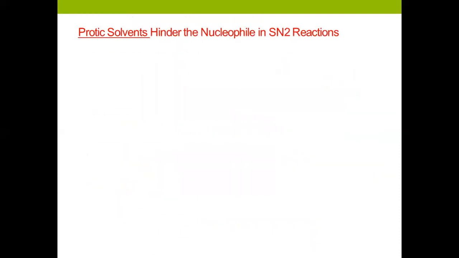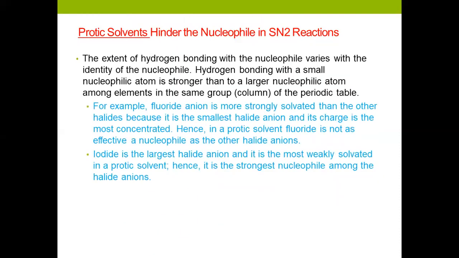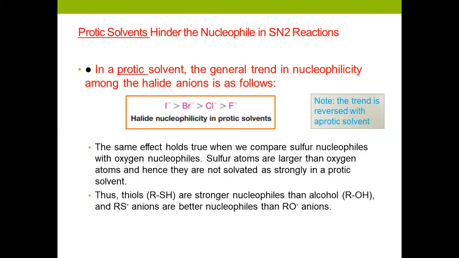So again, the extent of hydrogen bonding with the nucleophile varies with the identity of the nucleophile. Hydrogen bonding with small nucleophilic atoms is stronger than with larger nucleophilic atoms. I have already explained that earlier. Solvation is much more effective when we are dealing with a small atom than a large atom.